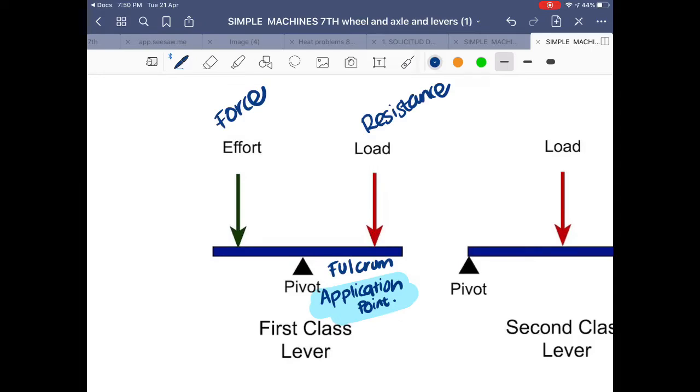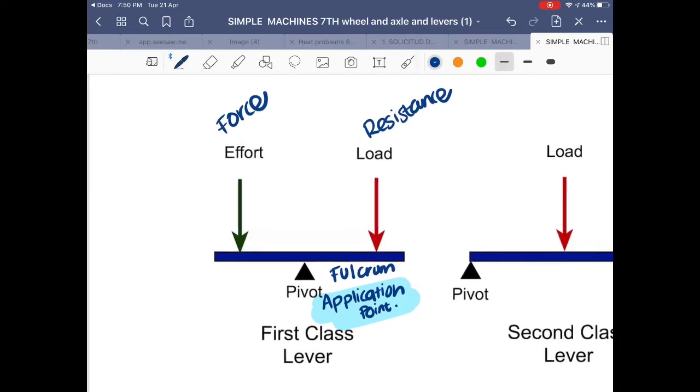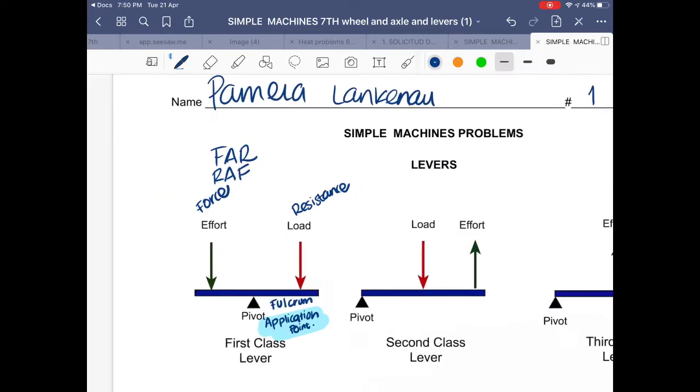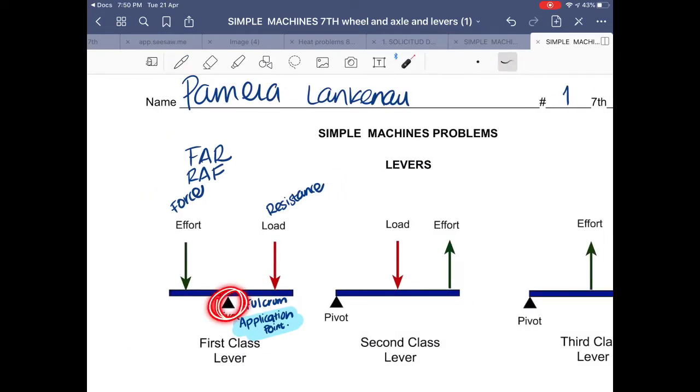Now, the first class lever, guys, has the application point in the middle. Okay? I even have a tip for you if you want to learn them. We have this one would be far or ref, with the application point in the middle. Far or ref. You can have it the other way around.